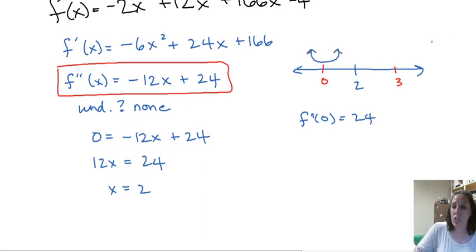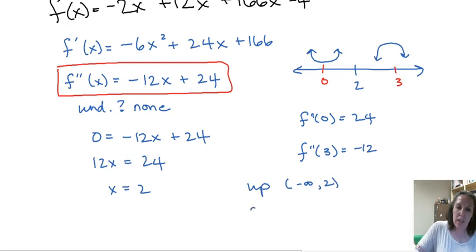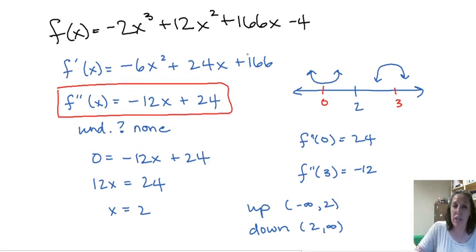That means that our graph is going to look like a cup to the left of 2. And then if we plug in 3, negative 12 times 3 is negative 36, plus 24 is a negative 12. Since that's a negative number, it is going to be concave down, so it's going to look like a frown. So we get that our function is concave up from negative infinity to 2, and it's concave down from 2 to infinity. And this does have a point of inflection because that point at x equal 2 is in the domain of our original function. That is a point of inflection.